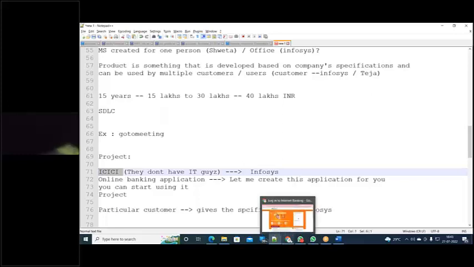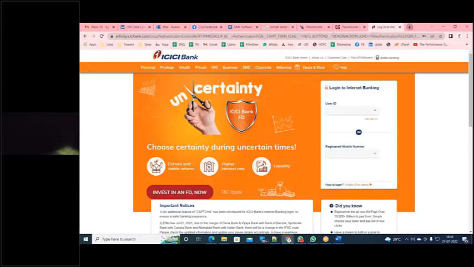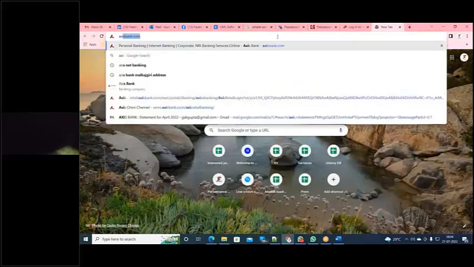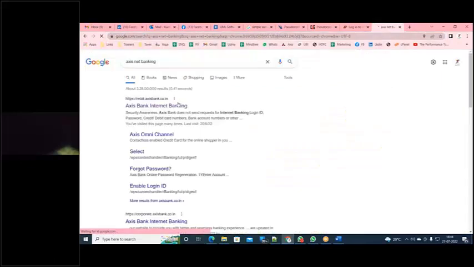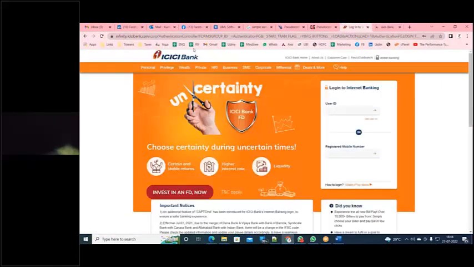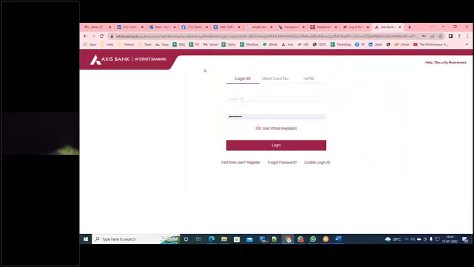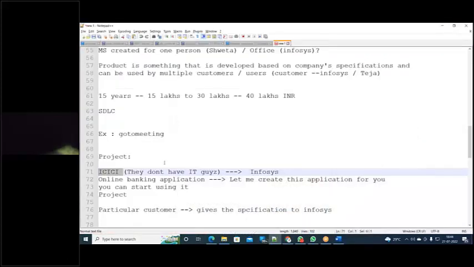And even if it could be given, Axis Bank's specifications are completely different. In ICICI it is one way; in Axis Bank, you see, it goes directly to the login page. So obviously a product created for one bank cannot be given to other banks. But even if it could be, Infosys cannot break the code of conduct and give it to others.